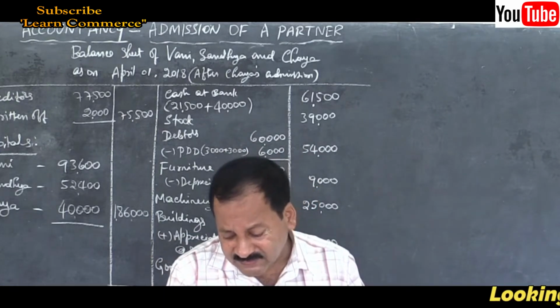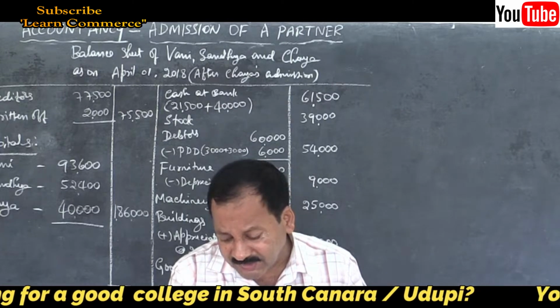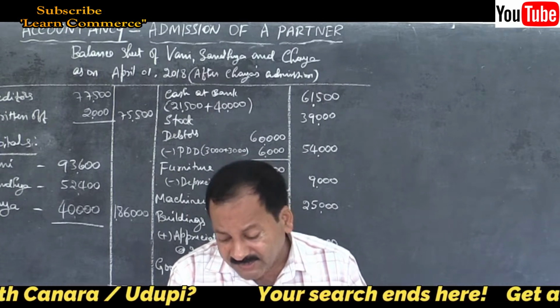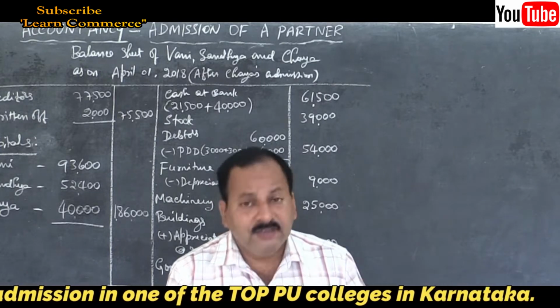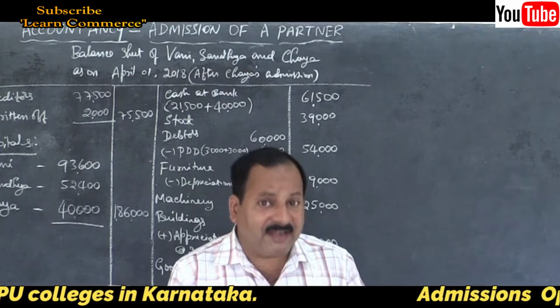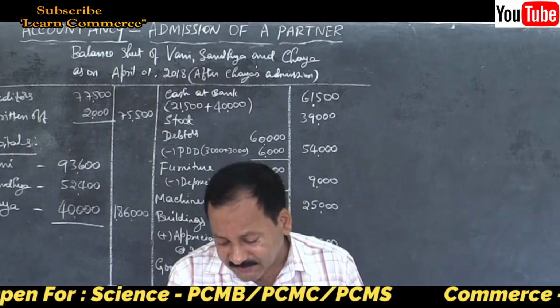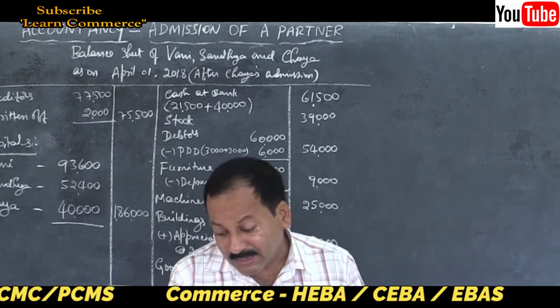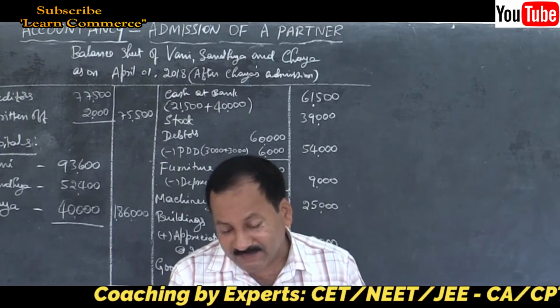Stock 39,000. Debtors, there is a provision, land and buildings, machinery, motor car, cash at bank. If you write it in the liquidity order, which should come first? Cash at bank. There is no cash in hand, so all bank entries, no cash entries here. Then comes stock, then debtors. Then you can write motor car, it's movable, machinery, then land and buildings at the end, remember.